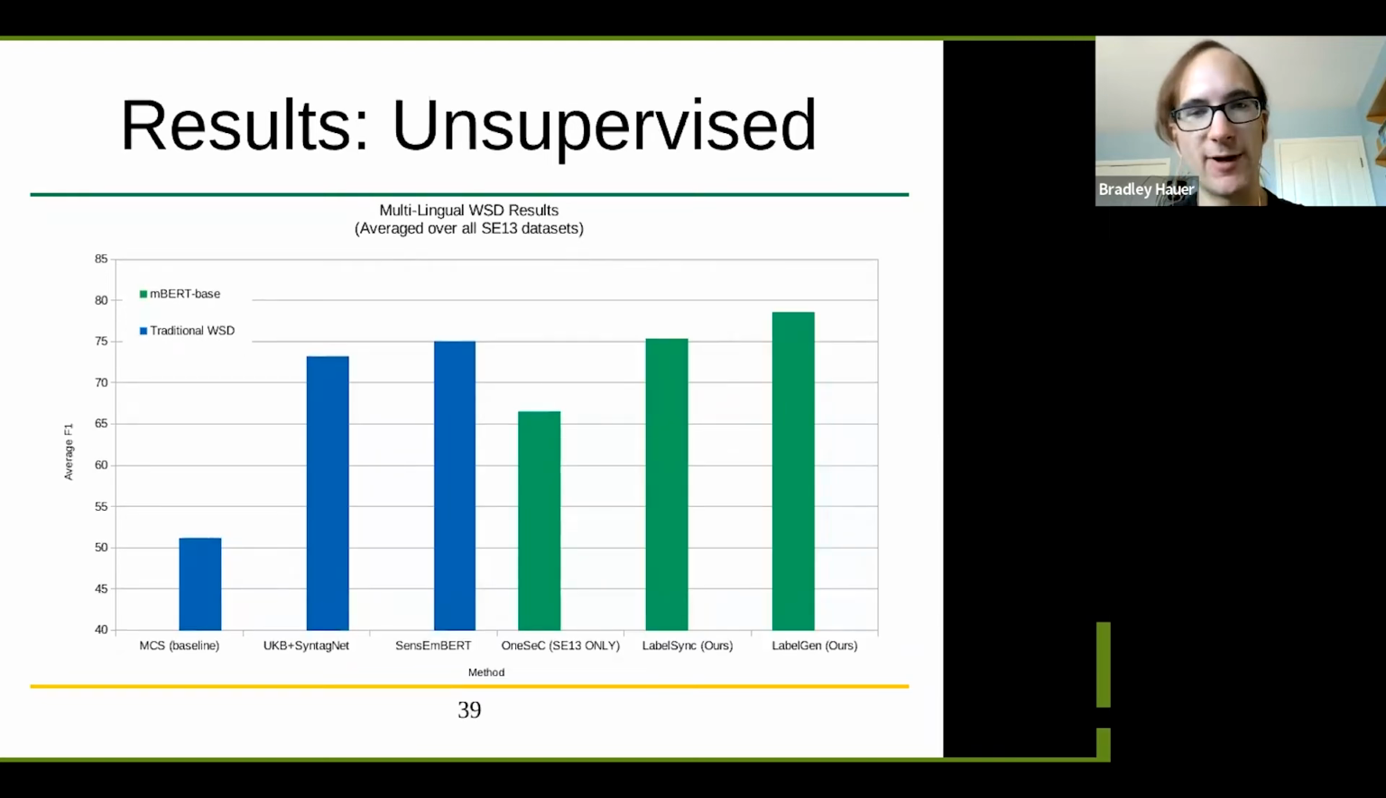Let's move on to the unsupervised setting. Here we, once again, are going to fine-tune MBERT using the data produced by our unsupervised methods, label sync and label gen, and compare them to models trained using the data produced by OneSec, which is the previous state-of-the-art for unsupervised corpus tagging. You can see, once again, that when MBERT is fine-tuned on our data produced by either label sync or, better still, label gen, the results are better than when MBERT is fine-tuned on data produced using OneSec. And again, with the label gen method, we are actually able to outperform some traditional WSD systems.